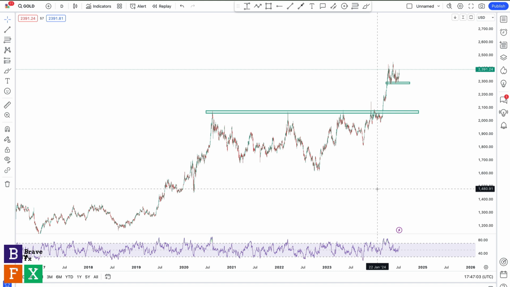So this week we'll be taking a look at a few chart analyses to get you prepared for the week ahead. I'll be starting with gold, Nasdaq, crude oil, GBP-USD and EUR-USD. I think these are just enough to get you started this week, right? You don't really need to trade much to make profit.